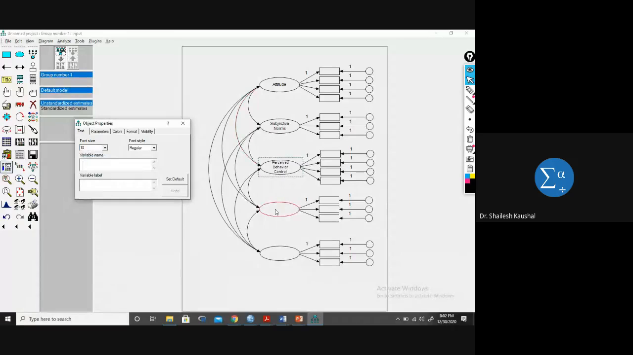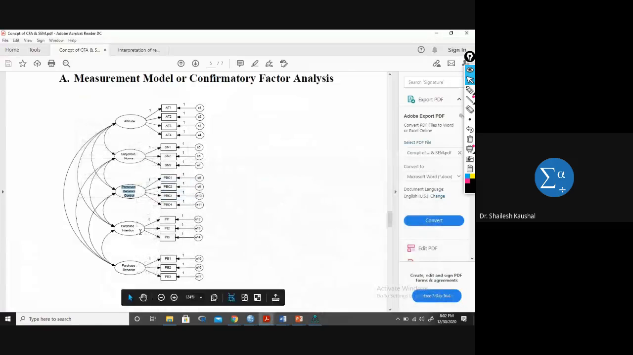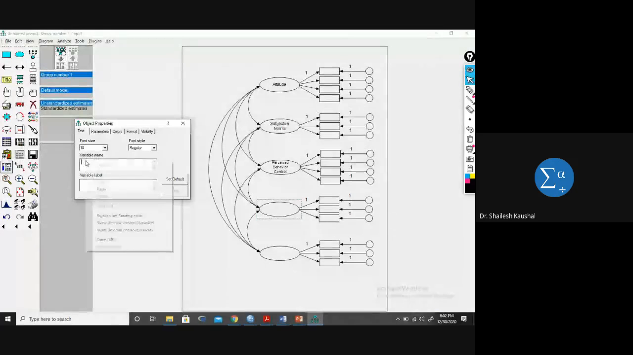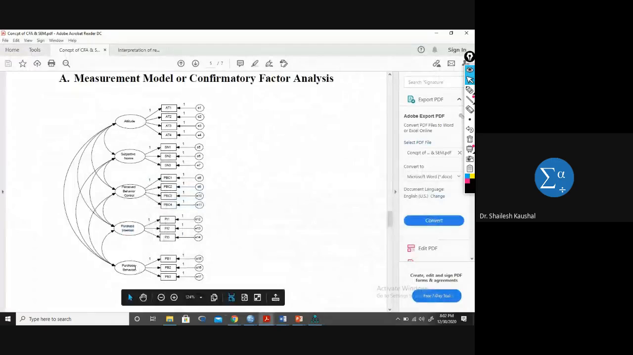Yes. Now another variable name, purchase intention. This is purchase intention, copy, and paste purchase intention. So next is the last, purchase behavior.